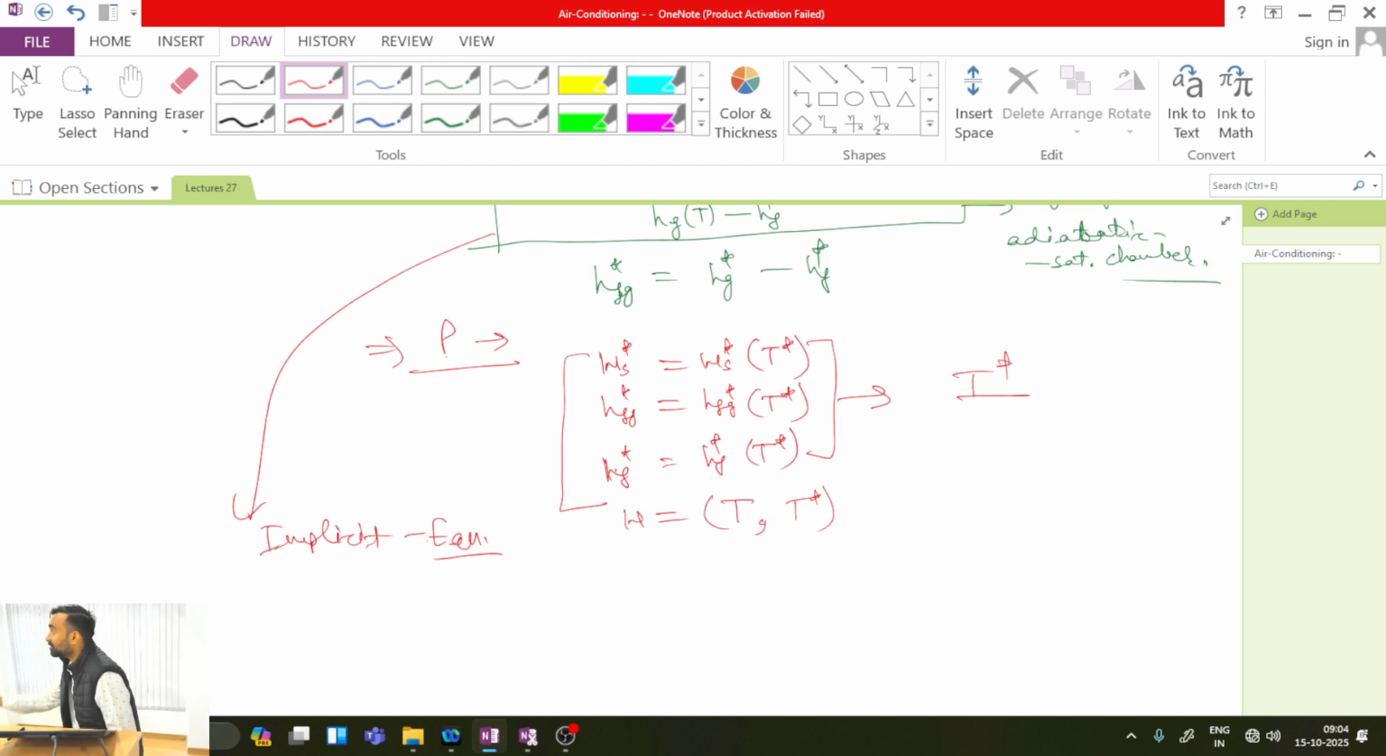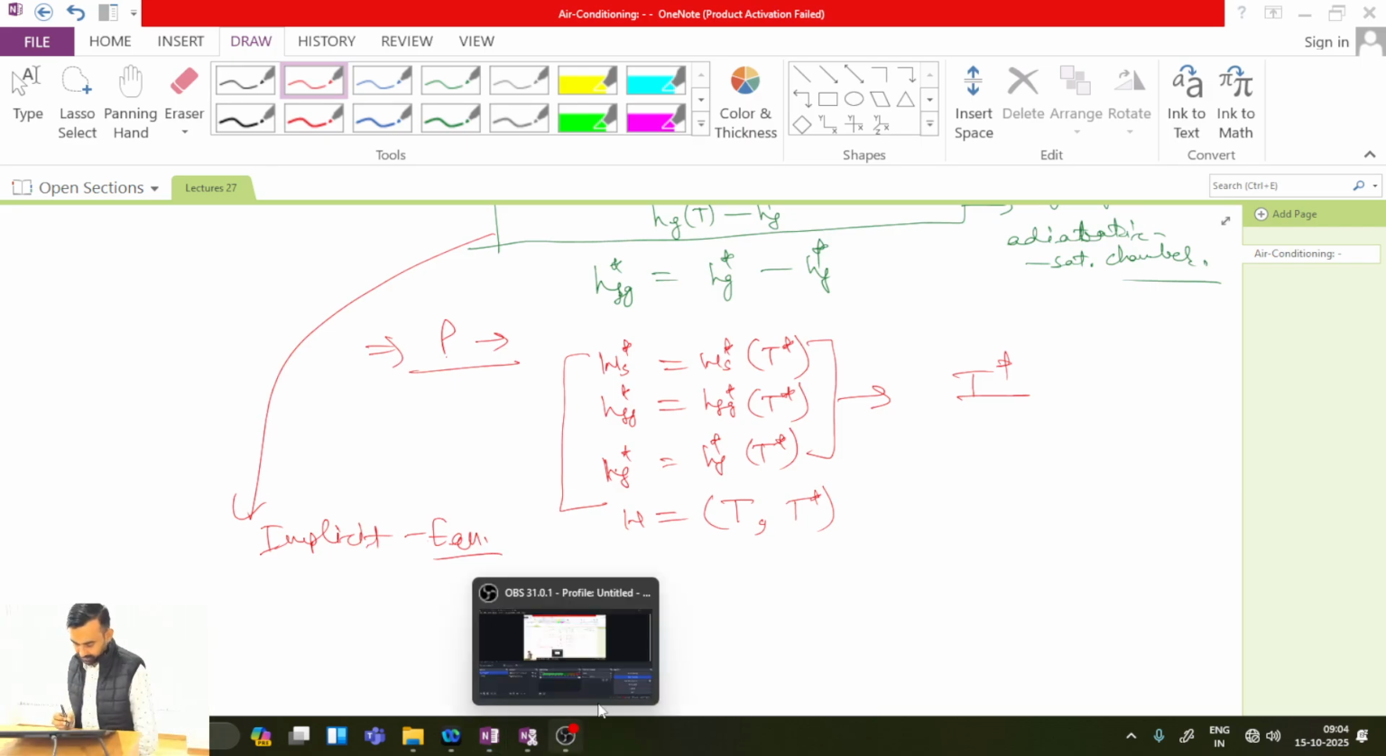So estimation of the wet bulb temperature from the theoretical perspective is very, very challenging. Okay. But we have a very easy estimation of this. Maybe I'll discuss it in the next class. Let's stop here.